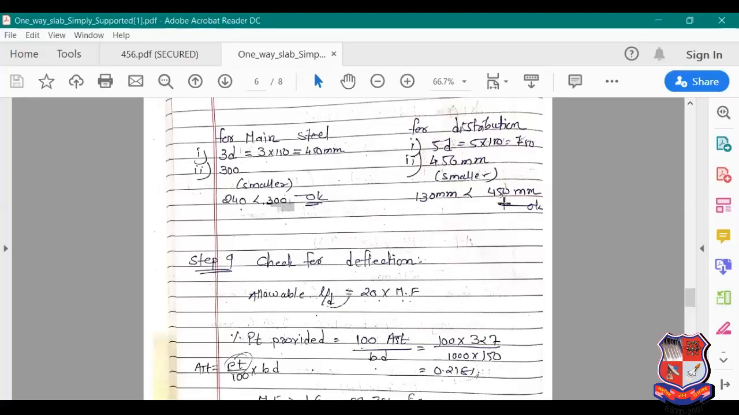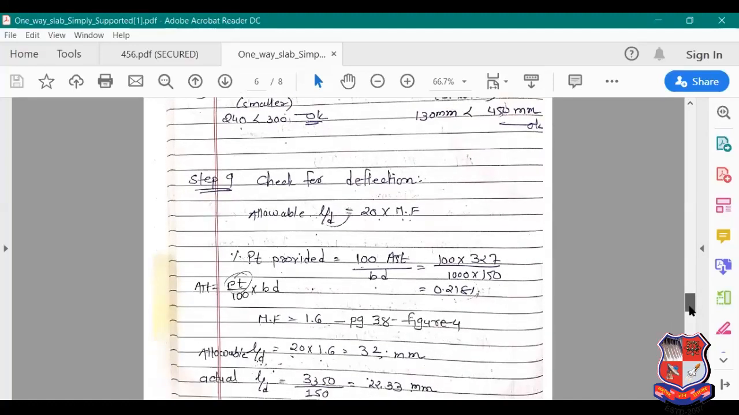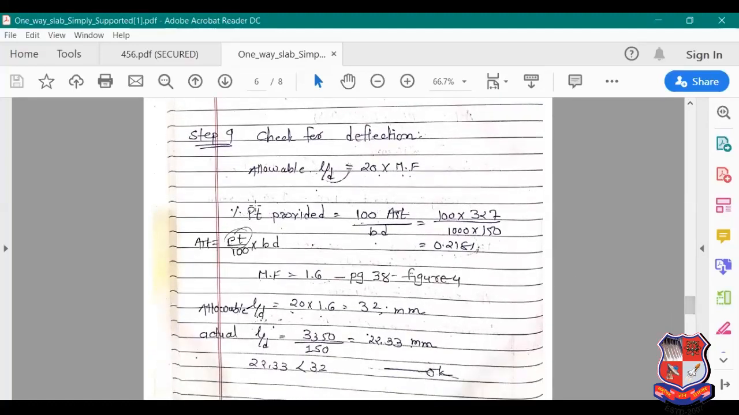It is okay. We have taken 150, but the maximum permissible is 450 mm. So it is okay. Then another one is check for deflection. For check for deflection, it is so simple. I'm repeating step number 1, that allowable L/D.